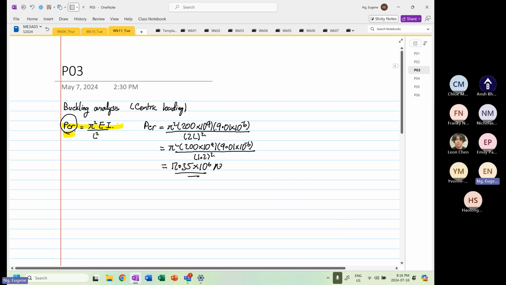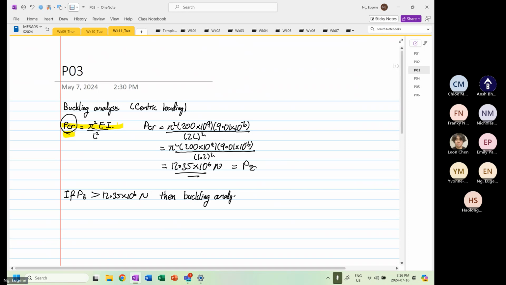Okay, if our critical load is equal to our PZ, i.e. if PZ is greater than 12.35 times 10 to the power 6 Newton, okay, then buckling will occur.